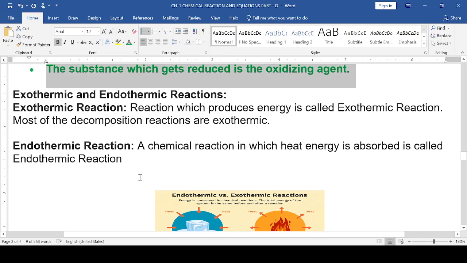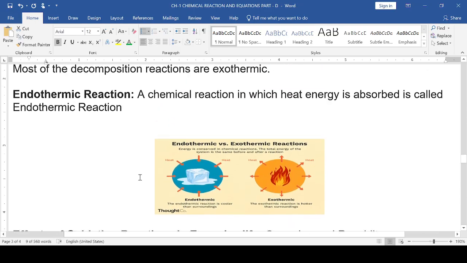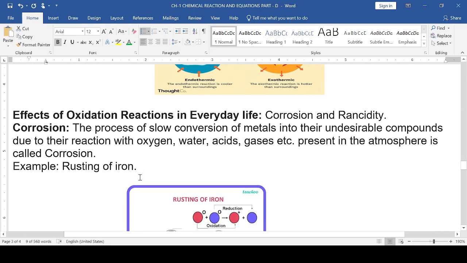The reaction which produces energy. When energy is produced, most of the decomposition reactions are exothermic. Endothermic reaction means a chemical reaction in which heat energy is absorbed. A chemical reaction in which heat energy is absorbed is called an endothermic reaction. Endo coming in, exo going out.